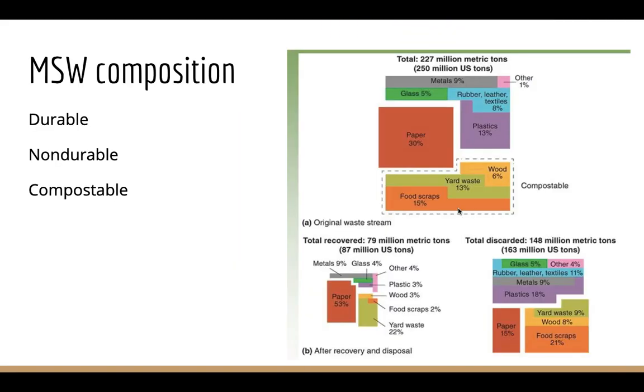So our municipal solid waste is composed of several types of items. We've got glass, metals, plastics, paper, yard waste, food scraps, etc. And within these smaller categories, we have a few larger categories of defining municipal solid waste, and that is durable, non-durable, and compostable items. So durable items are the ones that are going to last for years. This is like that example of the ceramic plate.